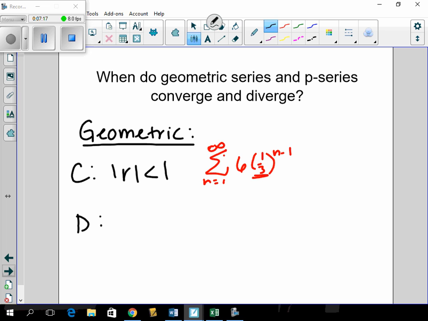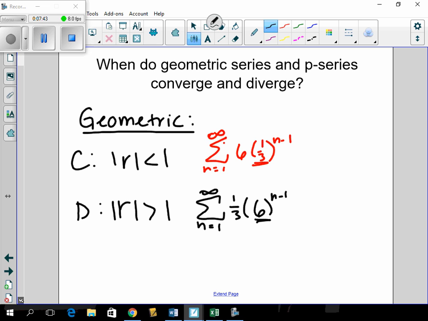A geometric series diverges if the absolute value of r is greater than 1. So a divergent series could look like the sum from n equals 1 to infinity of 1/3 times 6 to the n minus 1. In this case, my r is 6. It's greater than 1, so that series is going to diverge. My terms are just going to keep getting bigger and bigger, and as I sum them up, I'm never going to reach a number.